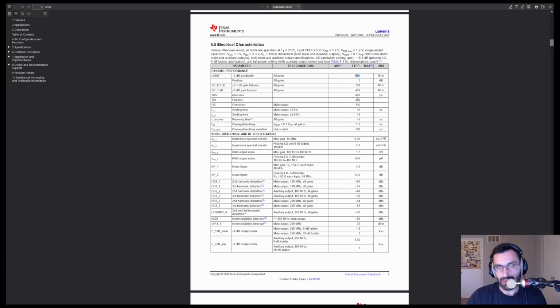The programmable gain amplifier has a bandwidth of 900 megahertz. Now it also says it's got 1 dB of peaking, and as you know from the low frequency response video, that much peaking can cause some really weird stuff in the time domain, so we're going to have to deal with that later.